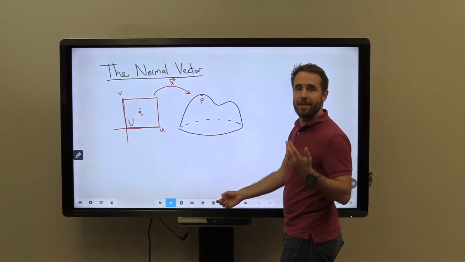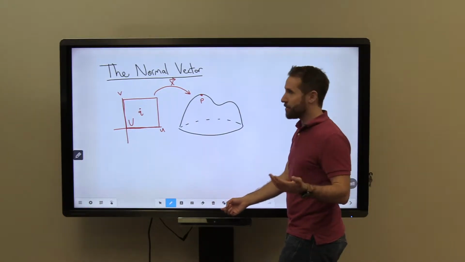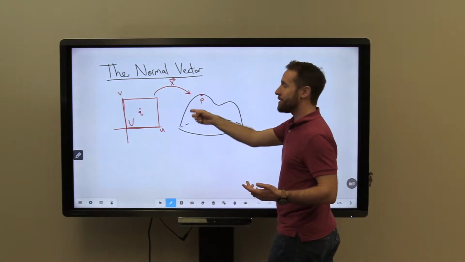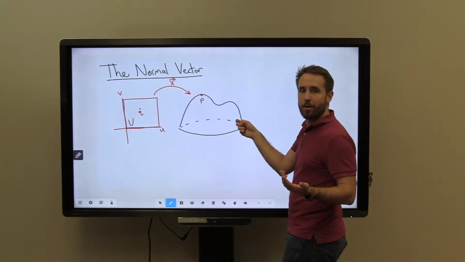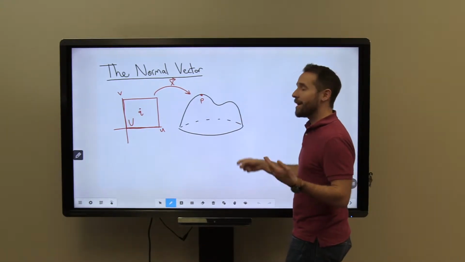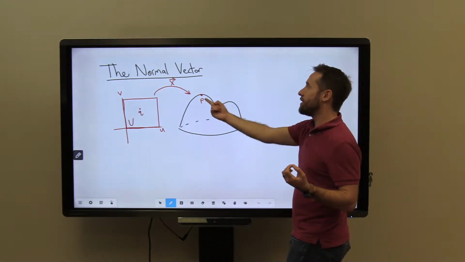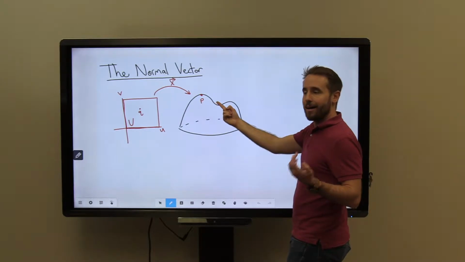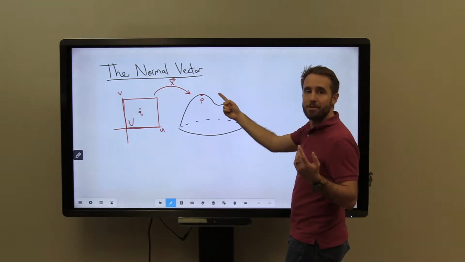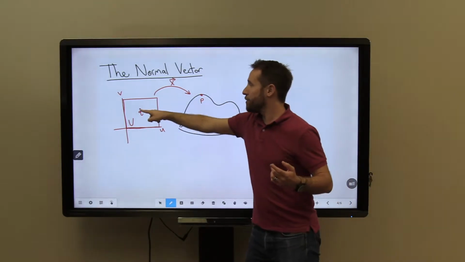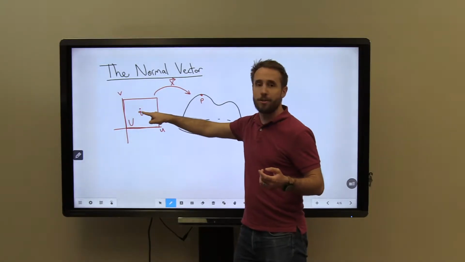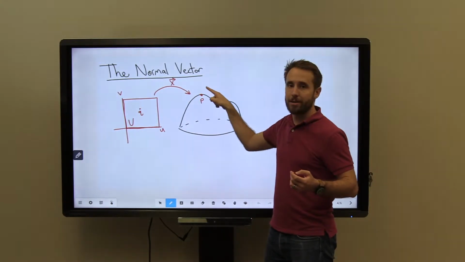And let's say that we have a parameterization X that maps this to this set here in R3, this parameterized surface. And let's also say that we're going to focus on a particular point on the surface, this point P. And let's pretend that P gets mapped to from the point Q back here. So X of Q is equal to P.